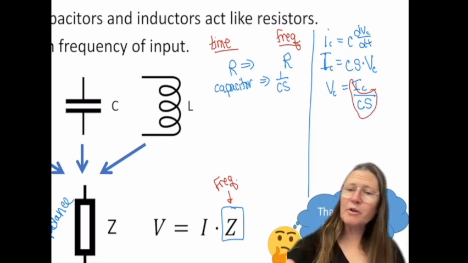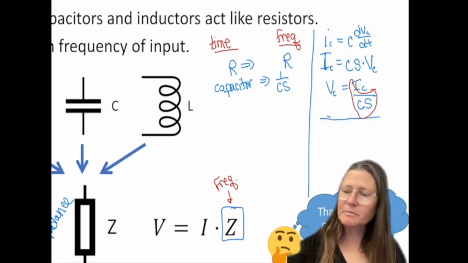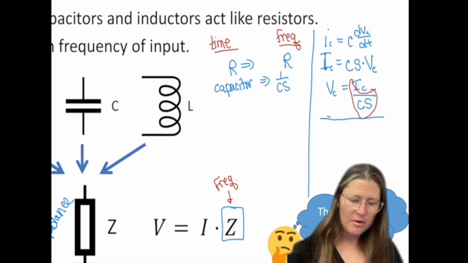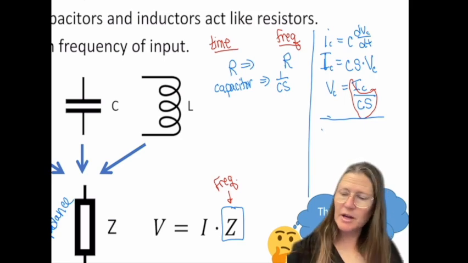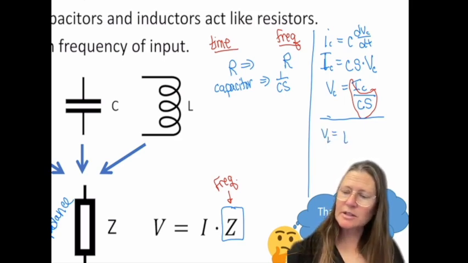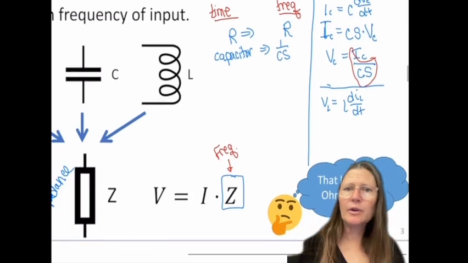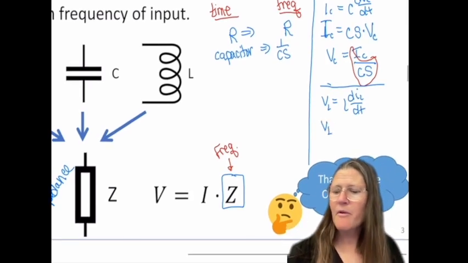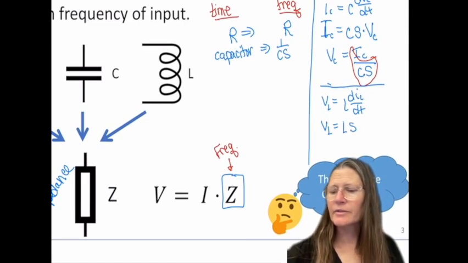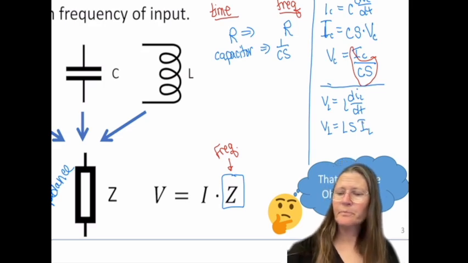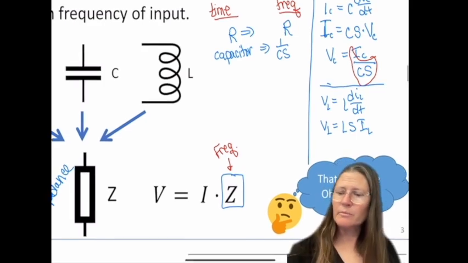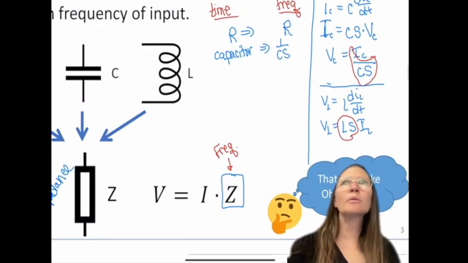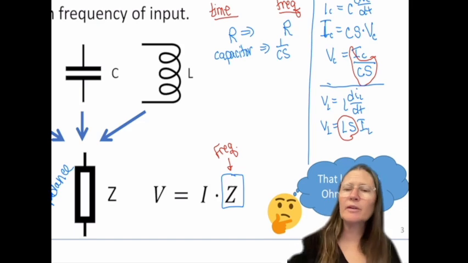And for the inductor, we know that VL is equal to L di/dt. And so VL then becomes just L times s times the phasor IL. So here, the impedance becomes L times s.